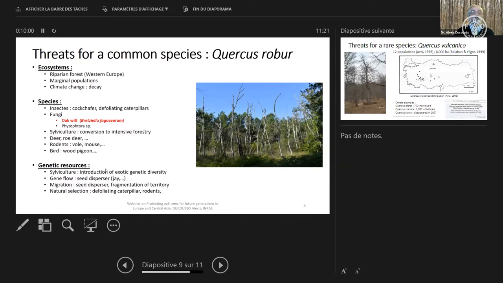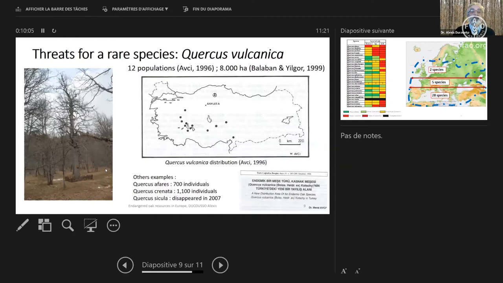We also have threats to rare species. For example, here we have Quercus vulcanica. It is a very nice oak species. Only 12 populations remain in Turkey, and these populations cover about 800,000 hectares. They are very often small islands surrounded by very intensive farming or steppe. And that means the risk of extinction is very high for this species.